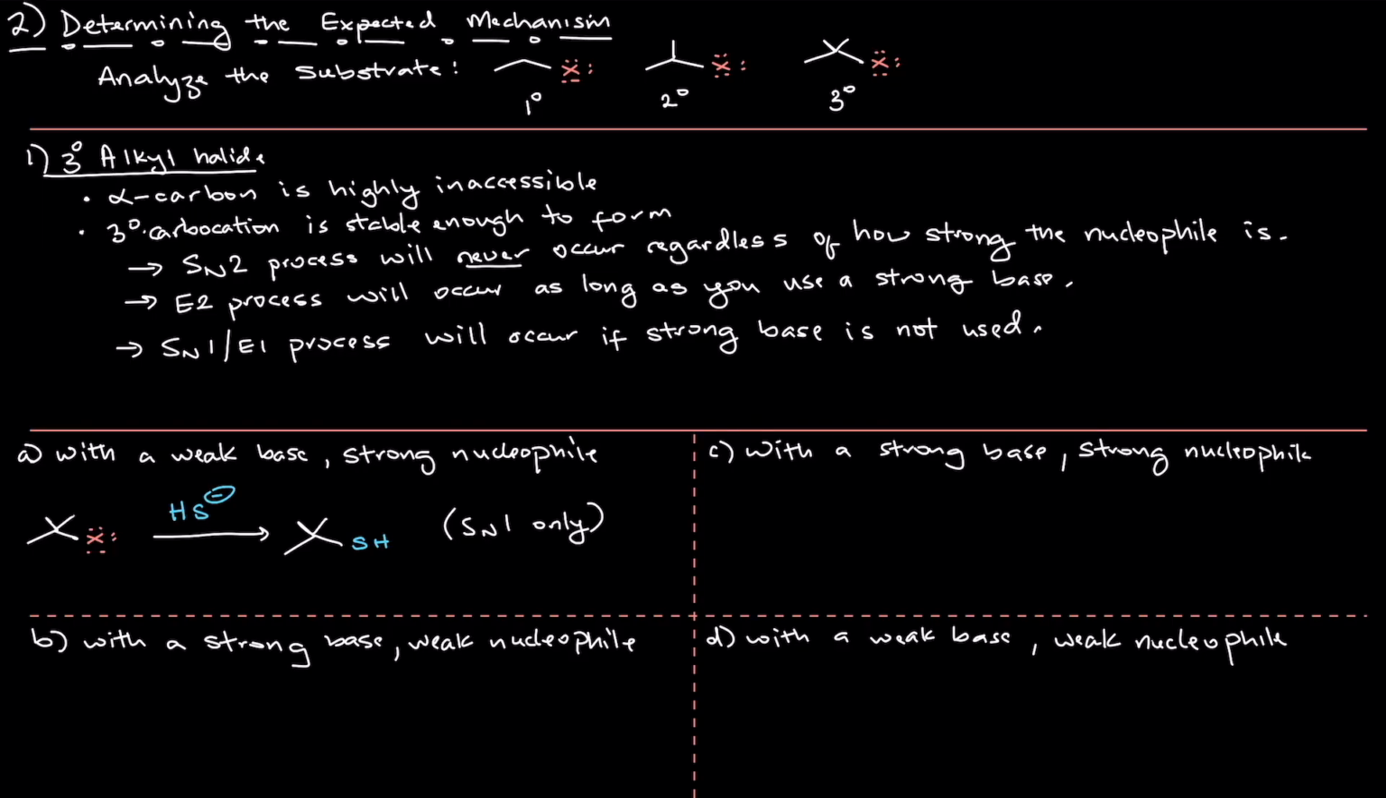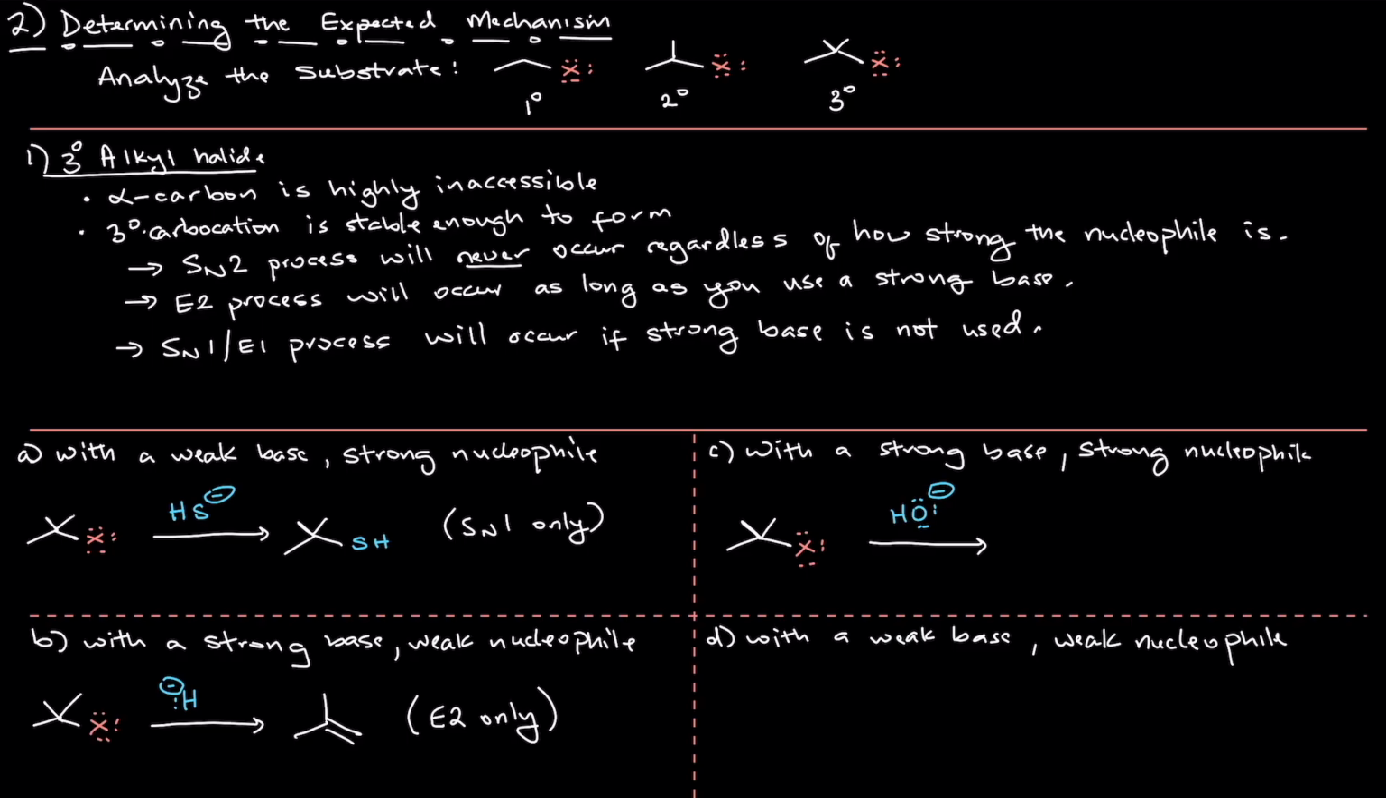But now, if we take the same alkyl halide, and now react your tertiary alkyl halide with a hydride ion, now you're dealing with a strong base and a weak nucleophile. It's not going to wait for a carbocation to form. It's going to very easily deprotonate one of the beta hydrogen positions to form your alkene. And so you're going to get your E2 product only in this particular reaction.